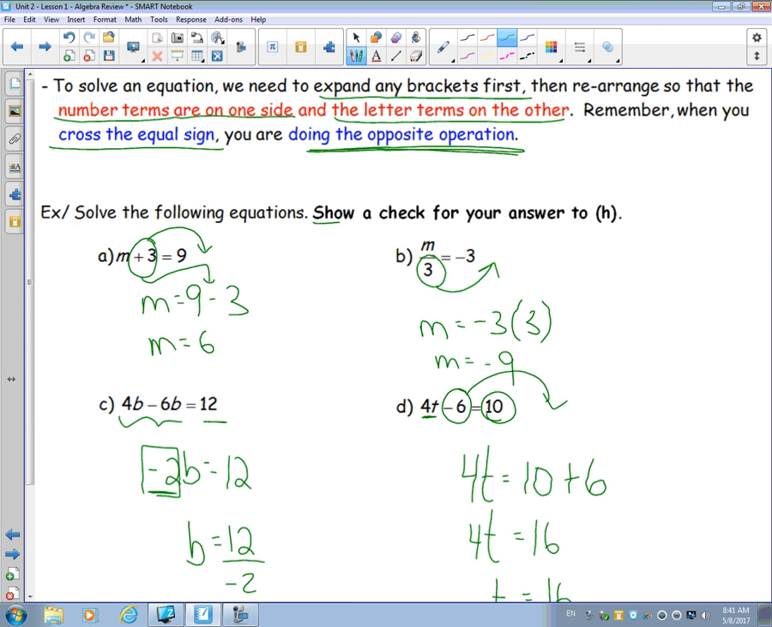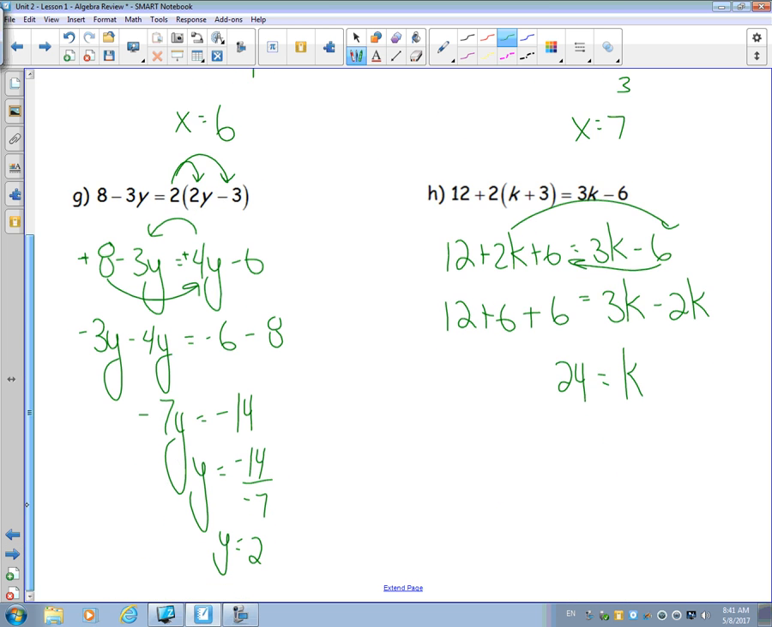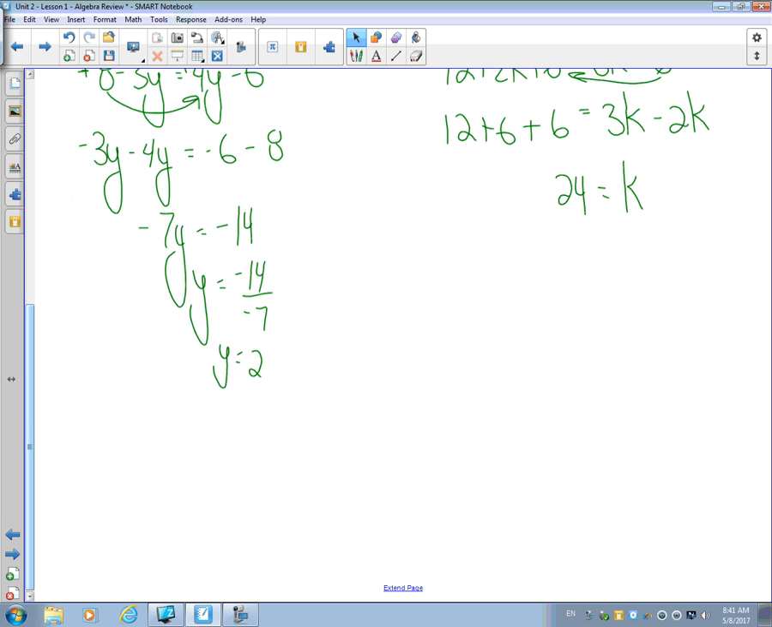It said, show a check for your answer to H. So we should be able to check to see if we're actually doing this right. There's no point doing all this math, not knowing if we're right or not. So to check something, we have an answer we think is right. We think K should be 24.